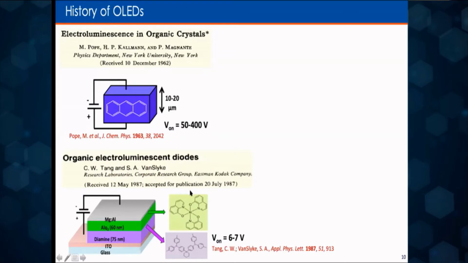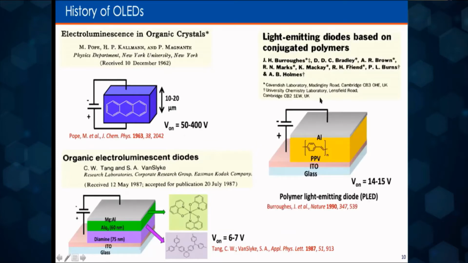Then there are diodes made by using Alq3, an organic material. This is organic, inorganic material rather. And then you have a diamine, another material to make a bilayer, and Tang introduced this idea of a bilayer, and they could drastically reduce the voltages here to 6 to 7 volt as compared to this part. And then the friend and Andrew Holmes in Cambridge, they use this polymer now.